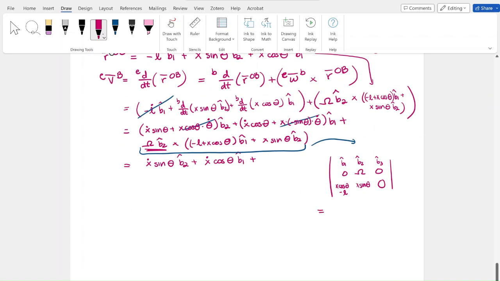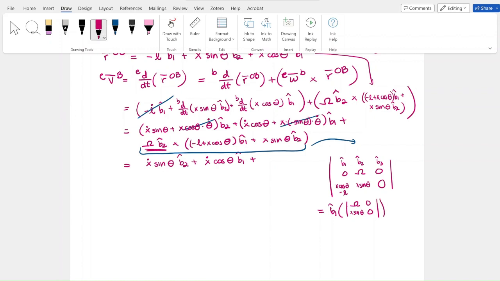So how does that happen? We first take B1 hat, then we multiply it by the determinant of omega, 0, X sine theta, 0. This is because you delete the column and row that you're taking the first term in. In this case, our first term is B1 hat, so we delete that row and column, and we're left with the following matrix, and that gives us this determinant here.